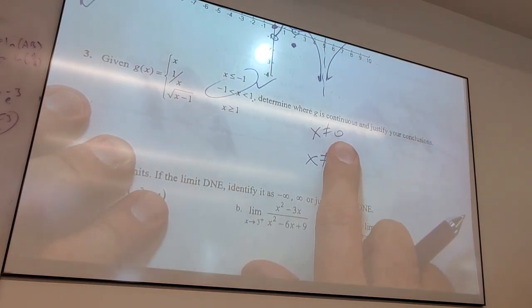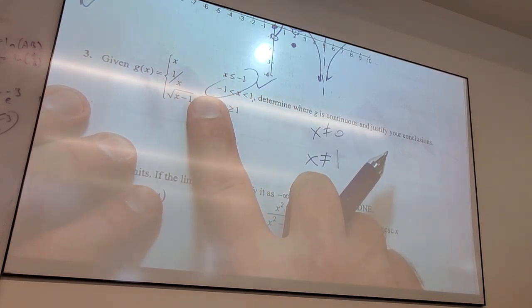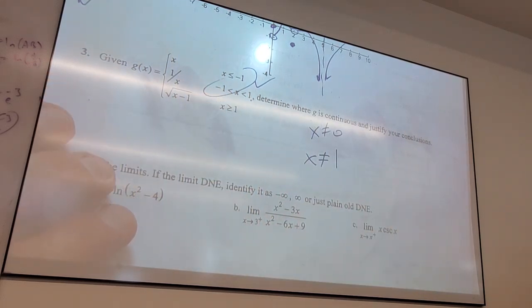At 0 it's not continuous, because of 1 over x. So from negative 1 to 0, it's fine. And then 0 to 1, it's fine. And then 1 to infinity, it's fine.